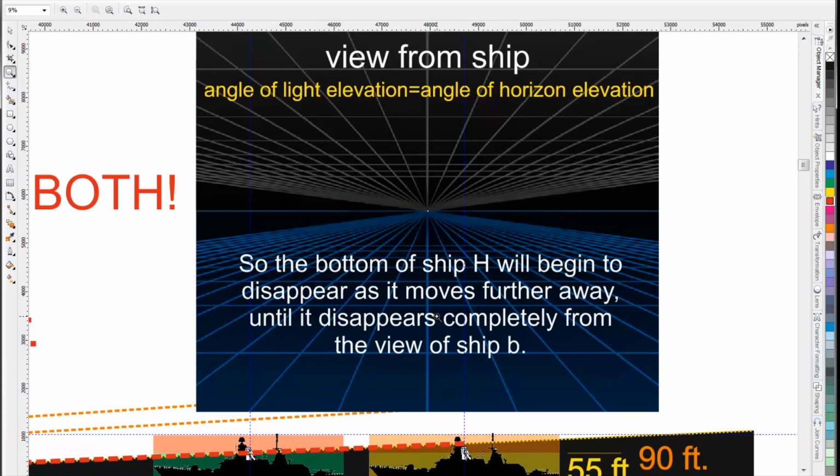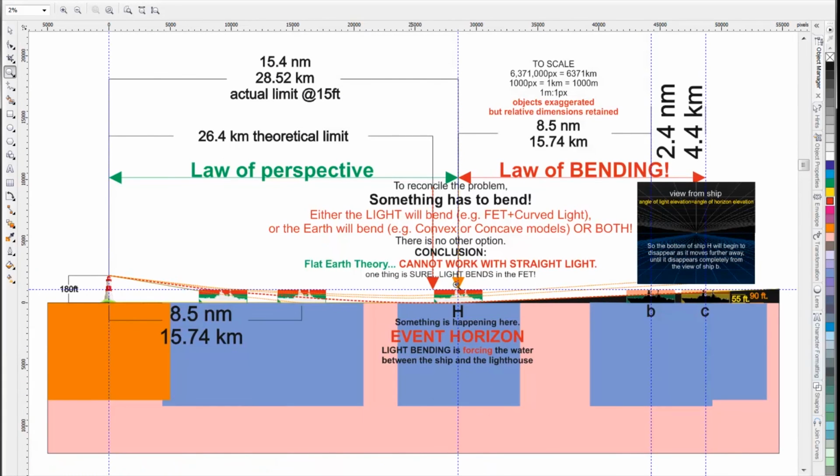It's simple. So the horizon is called an event horizon because an event is taking place there. And the event in the flat earth theory, if the earth is flat, the event that's happening here is light bending. That forces the light to bend down towards the earth. This could be because light is naturally designed that way, that it has a natural curvature.